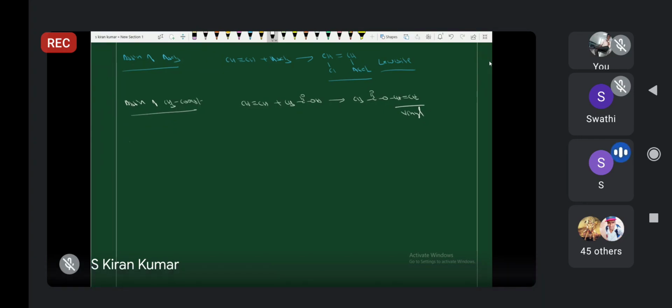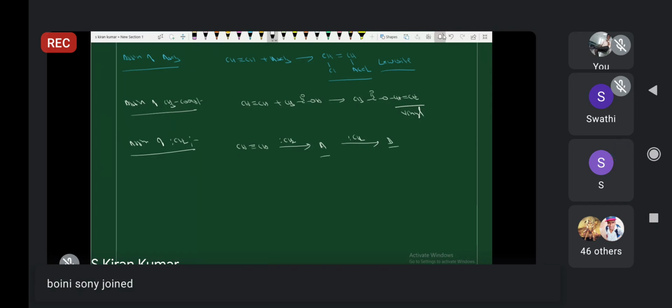Next, addition of carbene. Addition of methylene carbene, addition of CH2. Alkynes and addition of carbene here. For example, acetylene plus methylene carbene, we get A. A again with methylene carbene, we get B. What are A and B? What is compound A? Carbenes, we already explained this reaction.